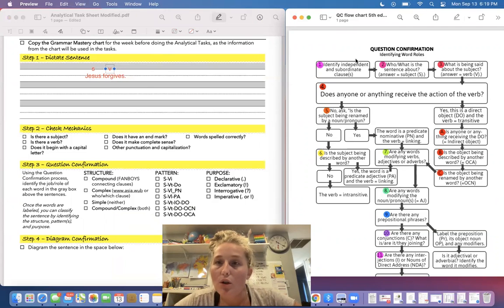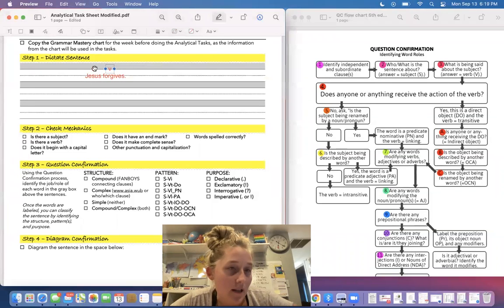Number 2, who or what is the sentence about? The answer is the subject. So ask the question, who is this sentence about? Your student will tell you it's about Jesus. So then, if you didn't know before to put a subject up there, you get to label that with S.